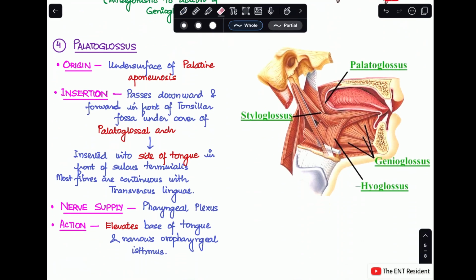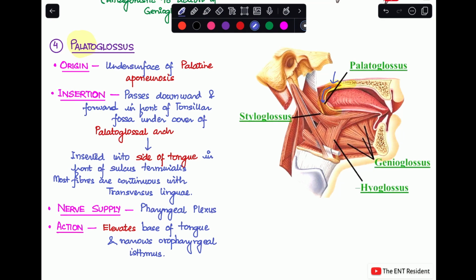Next is the palatoglossus muscle, which is the last extrinsic muscle. So palatoglossus, again, divide the word, it takes origin from the palatine aponeurosis. So it is taking origin from the undersurface of the palatine aponeurosis. You can see right over here, this is the palatoglossus muscle. You can see that it's taking origin from the undersurface of the palatine aponeurosis.